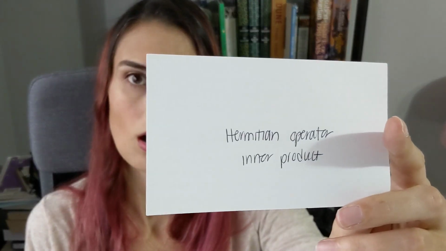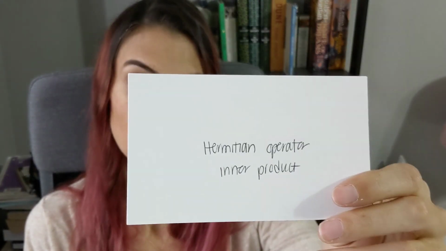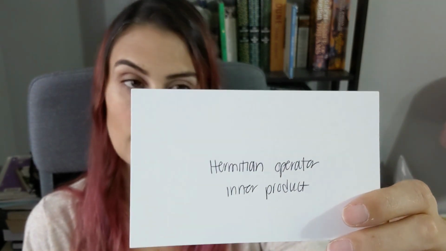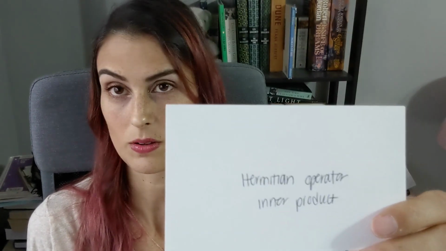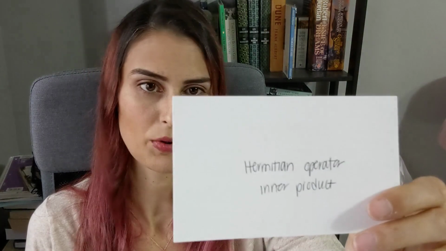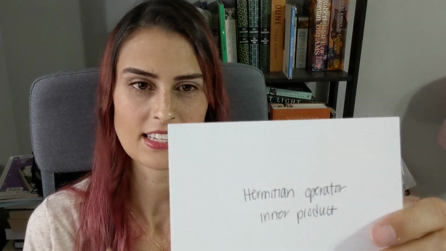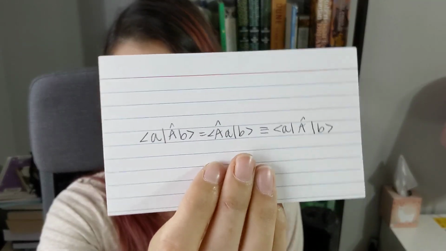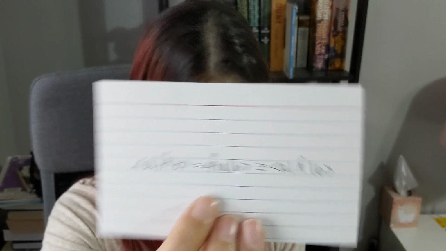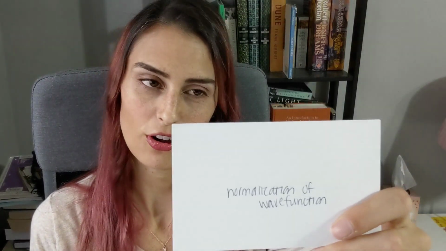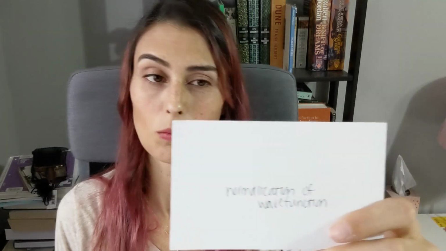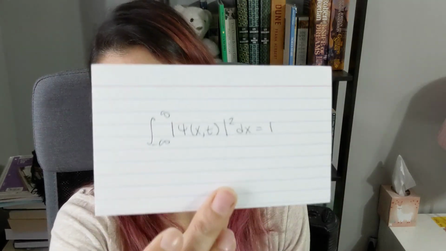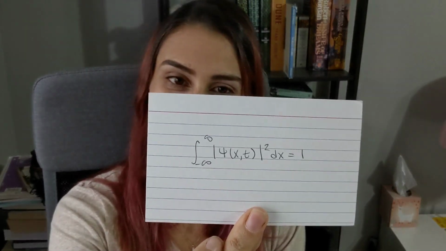The Hermitian operator inner product, so if you have A and A hat B, then that also equals A hat A B, right? That's a Hermitian operator. And so that's defined as A Hermitian operator B, because either of those are equal. So the inner product. Normalization of the wave function, so the integral from negative infinity to infinity of the absolute value squared of the wave function over dx is equal to 1. Normalize. Yay.